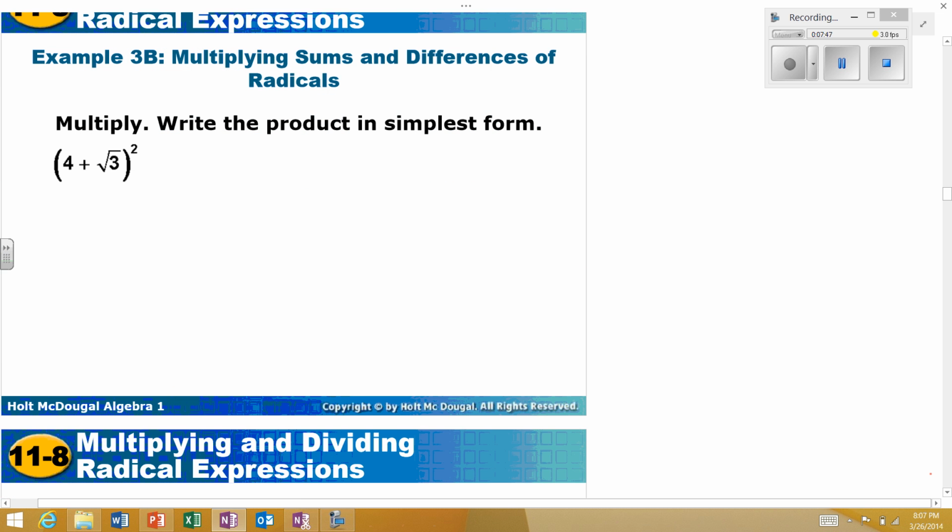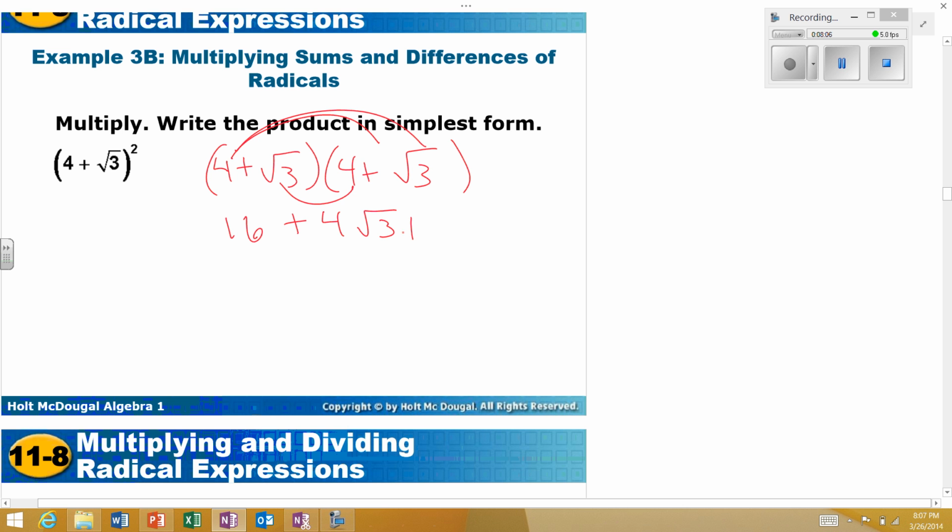All right, let's try another one. So if I have 4 plus radical 3 squared, that means I'm taking 4 plus radical 3 times 4 plus radical 3, okay? And then I'm going to distribute. So 4 times 4 is 16. 4 times radical 3 is 4 radical 3. 4 times radical 3 is 4 radical 3. And then radical 3 times radical 3 is 3. So when I combine these, I'm going to get 19 plus, I've got to combine these, 8 radical 3.